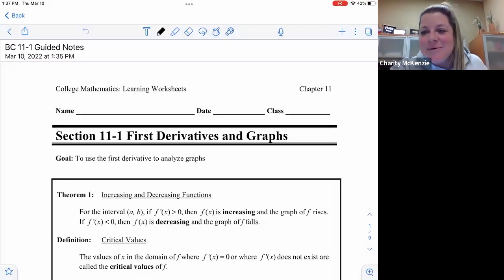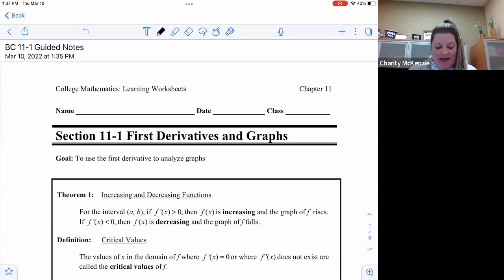Well, hi class. This video is going to help with 11.1, and that's our first derivative and graph. So this whole chapter is going to be about what the derivatives tell us. We do the first derivative and we actually do the second derivative, so that's why we're suddenly calling it a first derivative. It tells us different stuff about our graphs. So that's where we're headed. This whole chapter is about graphing and derivatives.